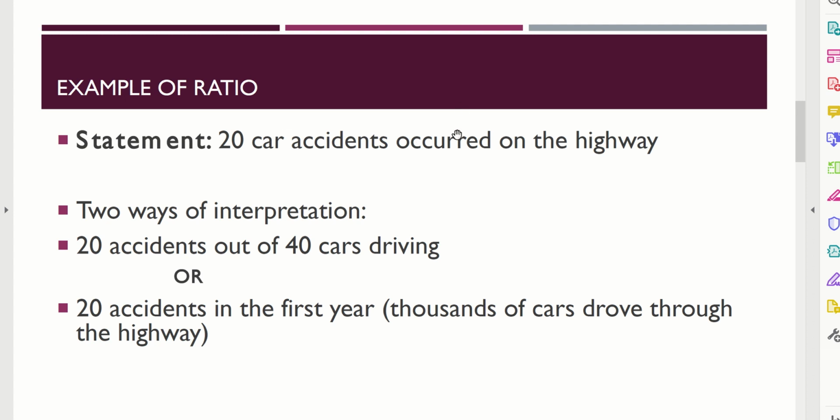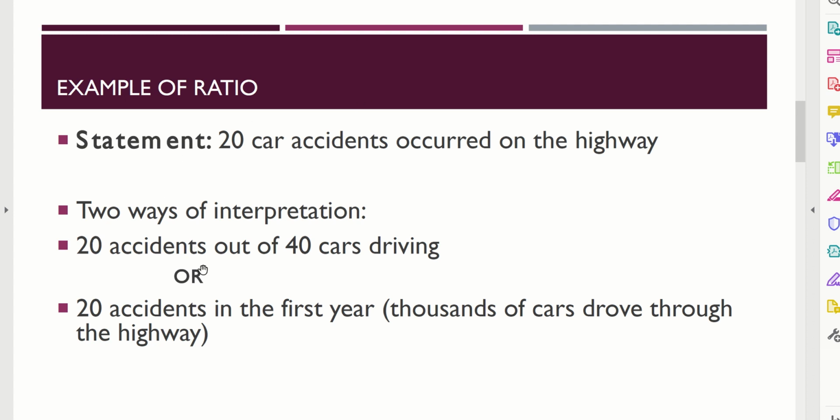Just telling you 20 car accidents occurred doesn't really give us much information, right? It could have been, let's say, 20 accidents out of 40 cars. That's crazy, right? 20 accidents, 40 cars, that's half of the cars on that highway got into an accident. So that's one ratio: 20 accidents out of 40. Another ratio is 20 accidents in the first year. In that first year, thousands of cars drive through that highway, right? Even though 20 accidents is bad, it's still very small. If it's thousands of cars every year and only 20 accidents happen, that's still a lot better than half of the cars, right?